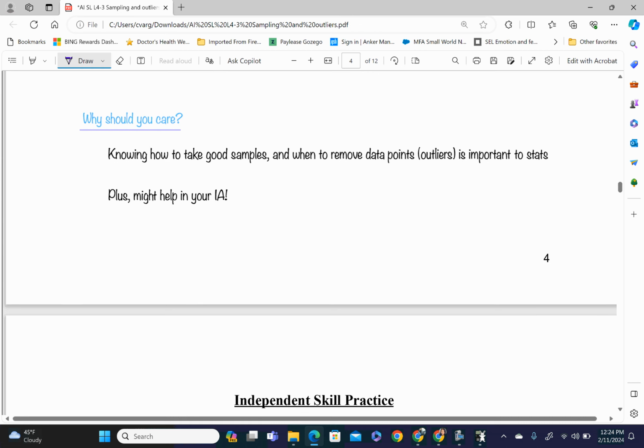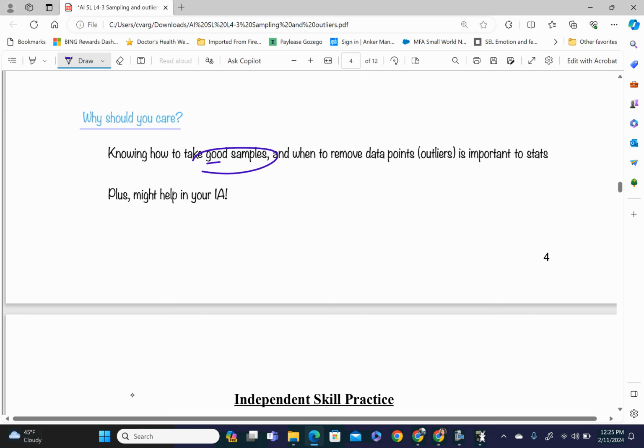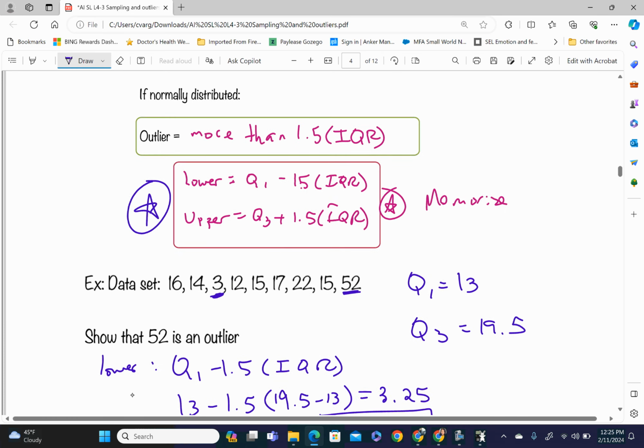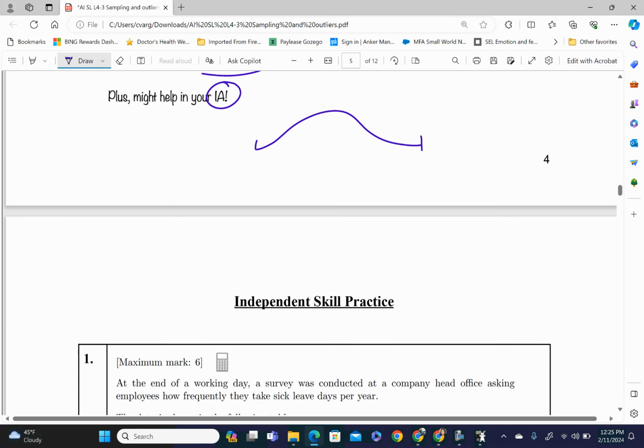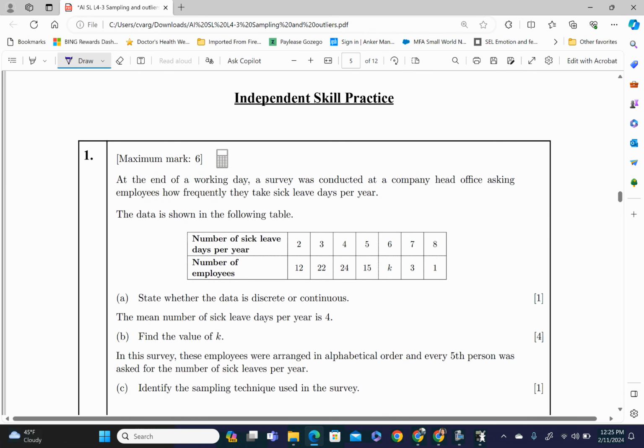All right. So why should we care before we do some sample problems? This tells us how we can take some good samples and also when to remove our outliers. That's important to statistics, right? If you have something that falls out of your data set, if it falls on either side, whether it's lower or upper, this is definitely something to keep in mind for your IA, which you're going to be writing between now and the end of the year. So we're going to go ahead and do these questions that are here. Ask if you need help. All right. Good job.